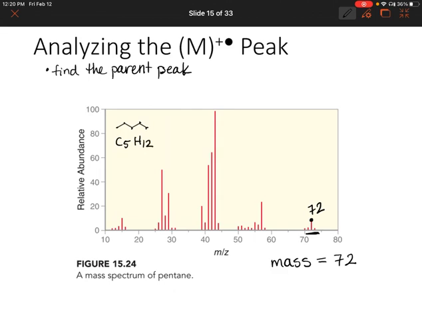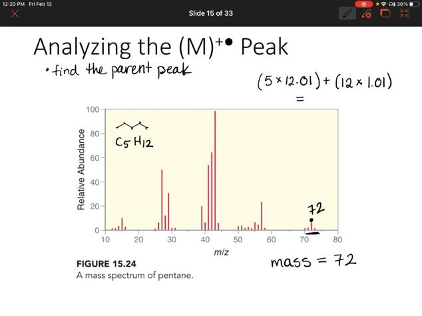All right, so if we add those all up, let's see. So we have 5 carbons, which have a mass of about 12, plus 12 hydrogens, which have a mass of about 1. Okay, so what does that give us? Let's see. I'm going to plug it into my calculator.